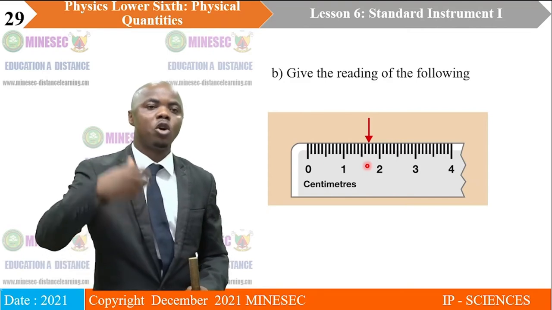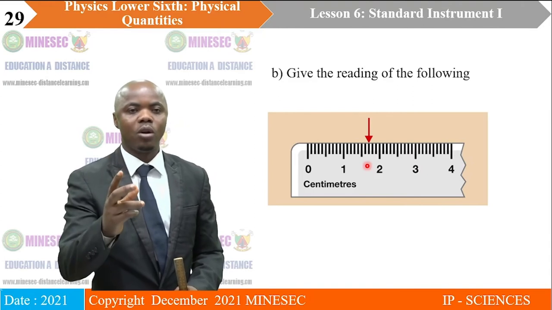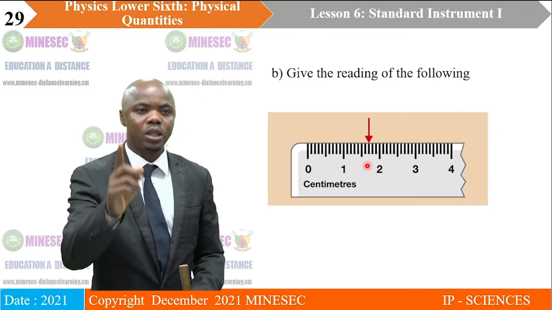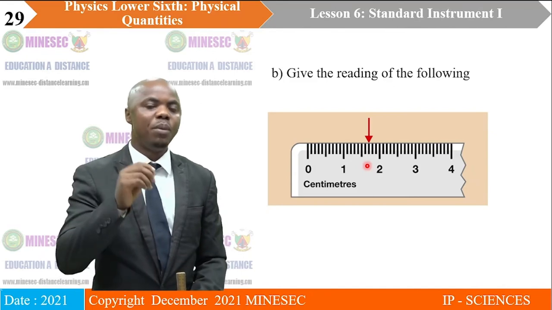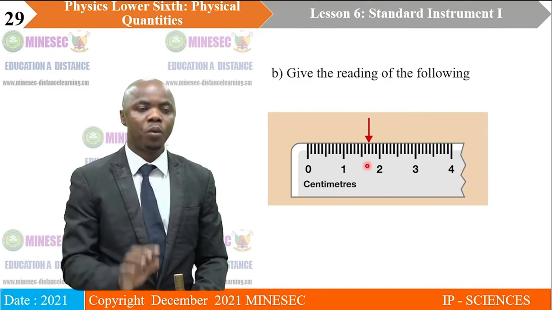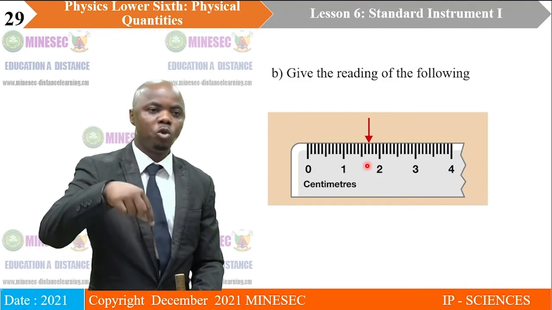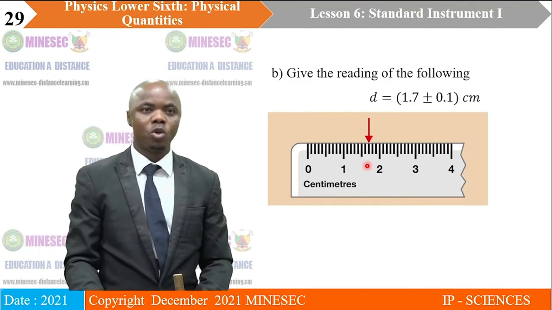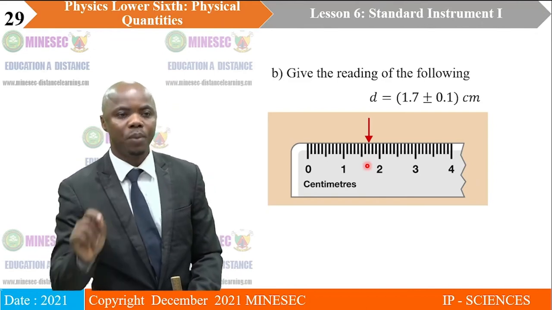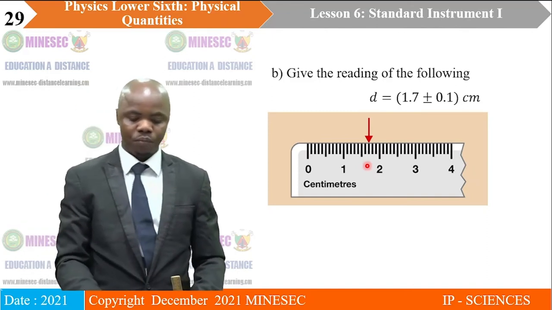This is where now the precision comes into play. Remember the class we had on the differences between a random error and a systematic error. Due to the limitation of precision, we will find difficulty in reading some values. But that's why we add the precision to the measurement. So what should be this value? It should be 1.7 plus or minus the precision, which is 0.1 centimeters.